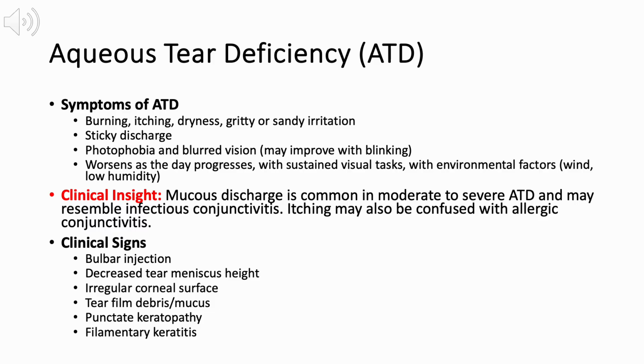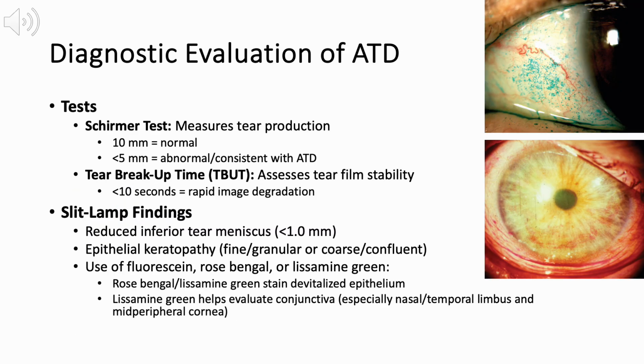Clinical signs of aqueous tear deficiency include bulbar injection and a decreased tear meniscus height, which indicates reduced tear volume. The corneal surface may appear irregular, and tear film debris or mucus may be present. Additional findings can include punctate keratopathy and filamentary keratitis, both of which reflect underlying epithelial compromise and inflammation due to tear deficiency. The diagnostic evaluation of aqueous tear deficiency relies on both functional tear tests and detailed slit lamp examination.